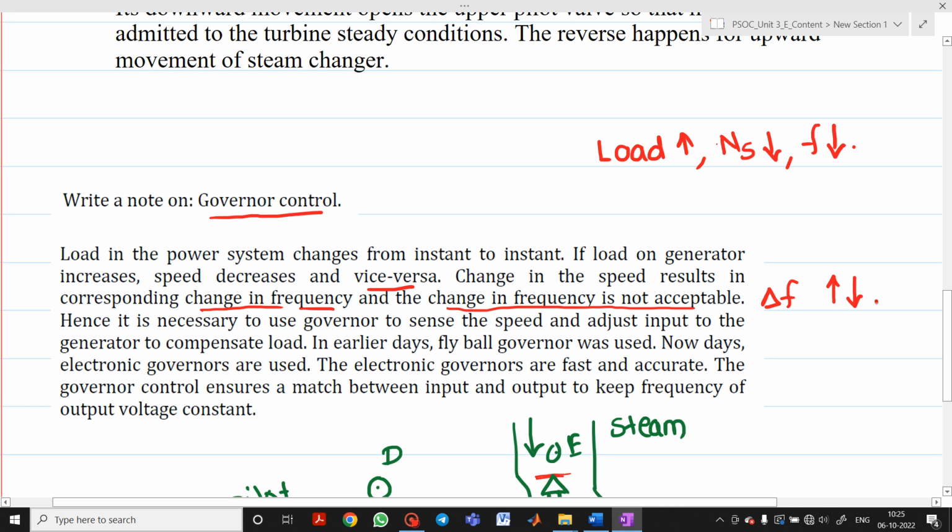Hence, it is necessary to use the governor to sense the speed and adjust the input to the generator to compensate the load. In earlier days, the flyball governor was used, but nowadays electronic governors are used for sensing the speed changes. The electronic governors are fast and accurate. The governor control ensures a match between input and the output to keep the frequency of the output voltage constant. So this is the topic of governor control.